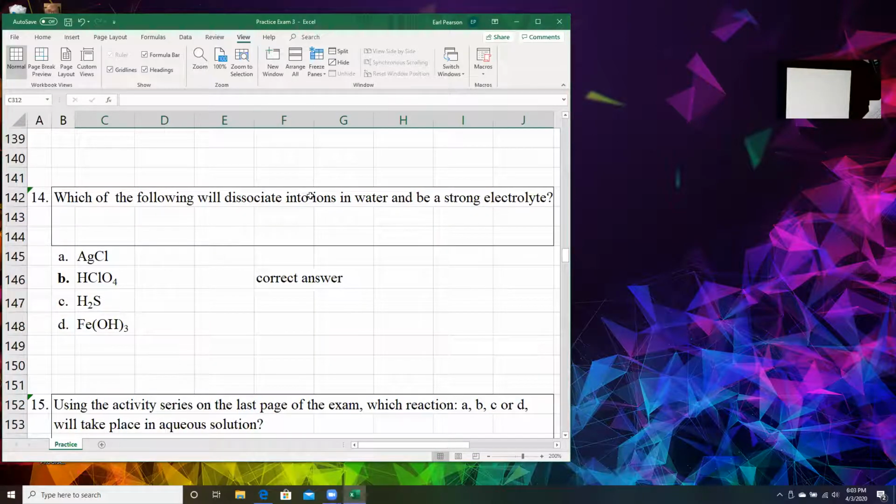Which of the following would dissociate into ions in water and be a strong electrolyte? You know, I think I can answer this for us right here. And let's just look at the things we have to consider. Well, maybe I better not. I'll go ahead and do it. A, B, C, and D. So the first one is AgCl. The second one is HClO4. The third one is H2S. And the fourth one is Fe(OH)3.